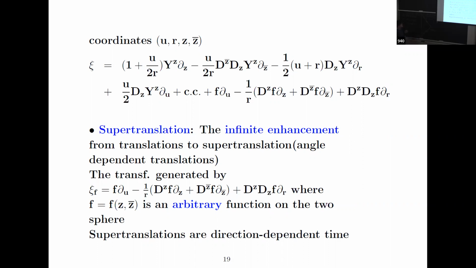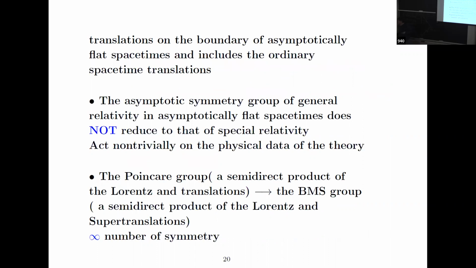In other words, this f depends on an arbitrary function of the two-sphere, z and z bar. So this supertranslation is a direction-dependent time translation at the boundary, and it also includes the ordinary space-time translations. So the one point here is that the asymptotic symmetry group of general relativity doesn't reduce to the one for special relativity. Now the Poincare group is the semi-direct product of the Lorentz group and the translations, which can be generalized to the BMS group. The translation is changed to the supertranslation, and we have an infinite number of symmetries.